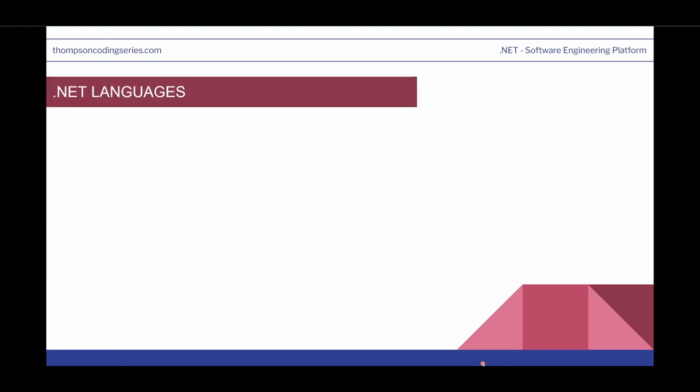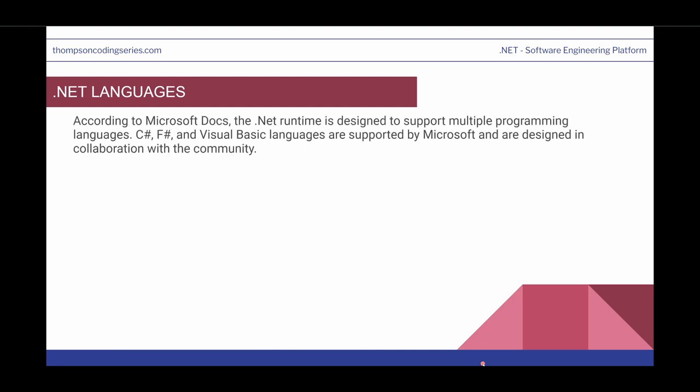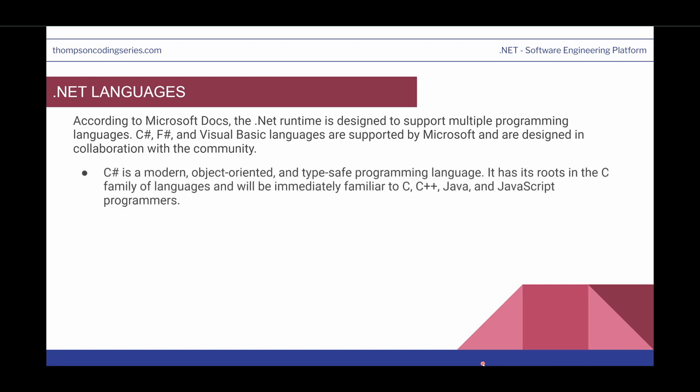So the next thing we will consider is .NET languages. There are a whole bunch of languages that support .NET programming or .NET software development. And one of them, the predominantly most used .NET programming language, is C#. But that is not the limit. You can use F# and Visual Basic to also build .NET based applications. C# is a modern programming language. It's object-oriented and type-safe. It has its roots in the C family of languages. Those in C or C++, Java, JavaScript will find themselves comfortable in C#.